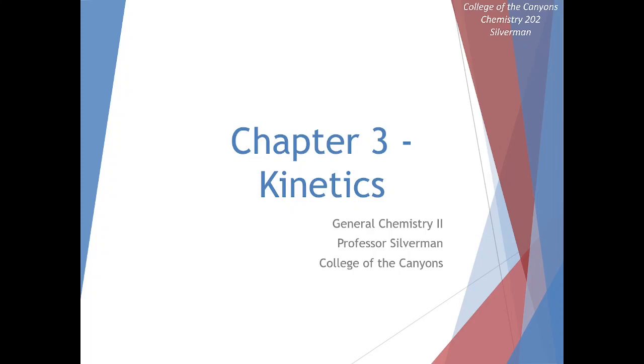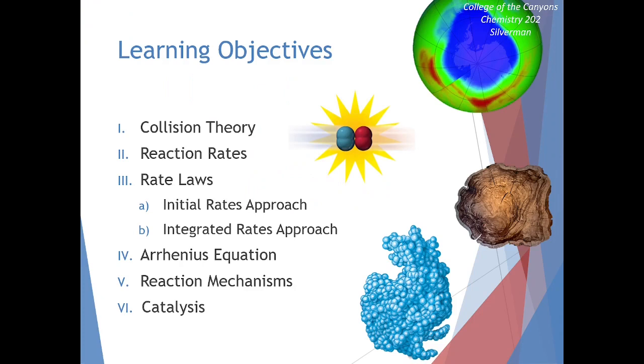We are in our Chapter 3 material, Thinking About Kinetics. In our previous video, we introduced collision theory, and we discussed how to measure and report our reaction rates. Now, in this video, we're going to introduce the idea of rate laws, how our reaction rates are affected by the concentration. We'll look at some ways to determine our rate laws, including the initial rates approach and the integrated rates approach.